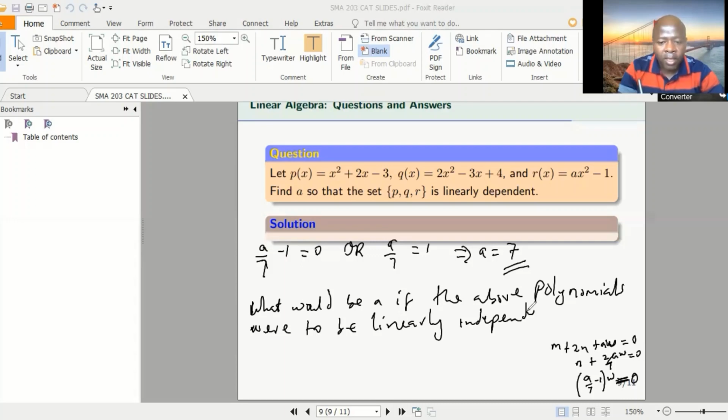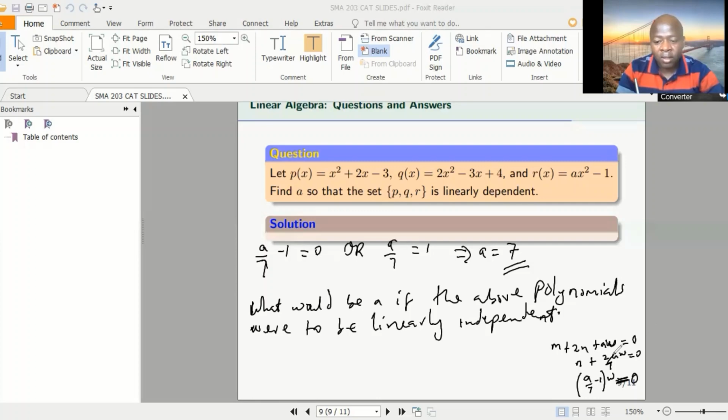So if they were to be linearly independent, then it means that our scalars, we were using the scalars M, N, and W, must each be 0. They must all of them be 0. W must be 0. N must be 0. And M must also be 0. If those scalars are each 0, then the polynomials should be linearly independent.